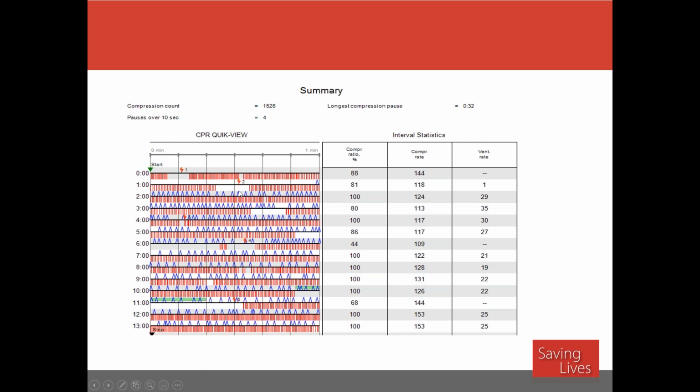Where you don't see red dashes, that's where they stop compressions. And where you see the little blue triangles, those all indicate a breath. You can see in this case, there were major problems with overventilation. So 29, 35, 30, 27, 21. I mean, just really massive issues with overventilation.